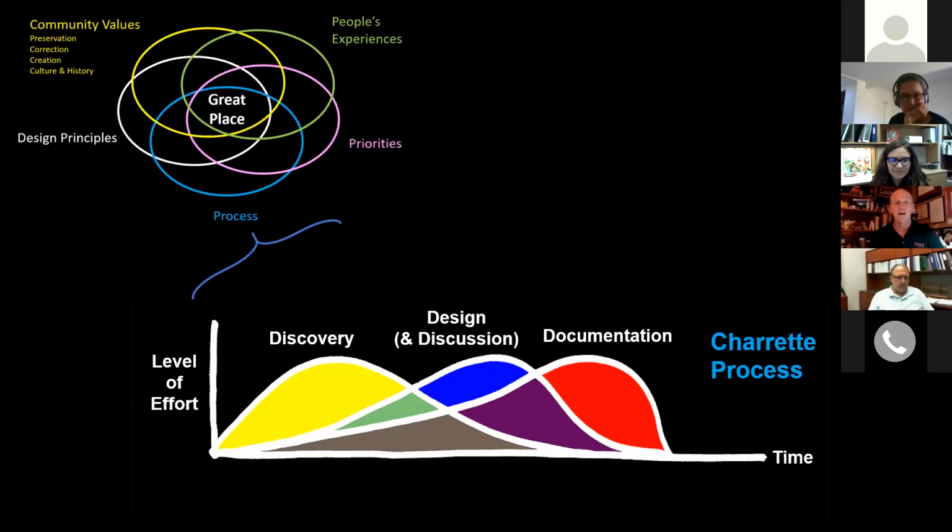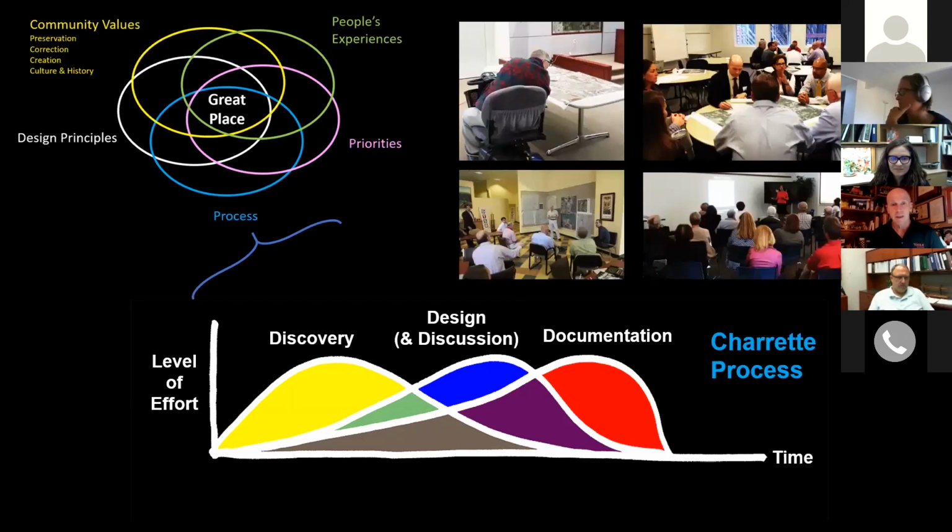So you want to learn all about what your values are and what you think should happen. Then we're going to start with some starter ideas and do some drawings and have discussions about those, what we call feedback loops, to make sure that we're on the right track with you and your neighbors. And then towards the end, we document the whole process so that we can memorialize it in a plan so that it can get implemented.